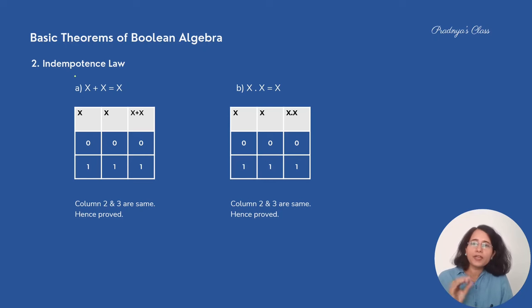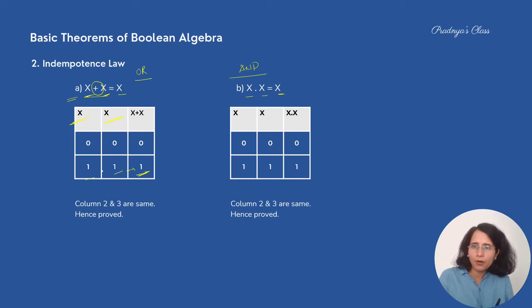The next law is the idempotence law. Here, again, for the OR operation and for the AND operation we have this law. So the first one is x plus x equals x, and the second one is x dot x equals x. So we have to prove this. Again we have two times x, so take x here, we have taken x here also, and we have to perform the OR operation. You know, if any one input is 1, then we get the output 1. So we got this value.